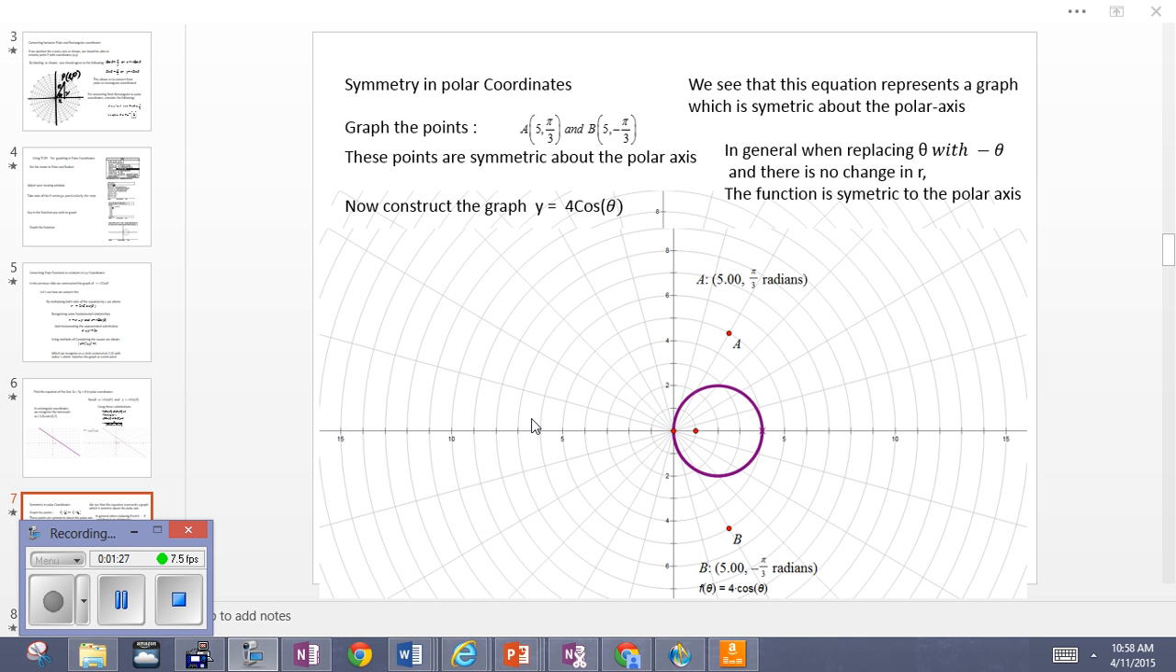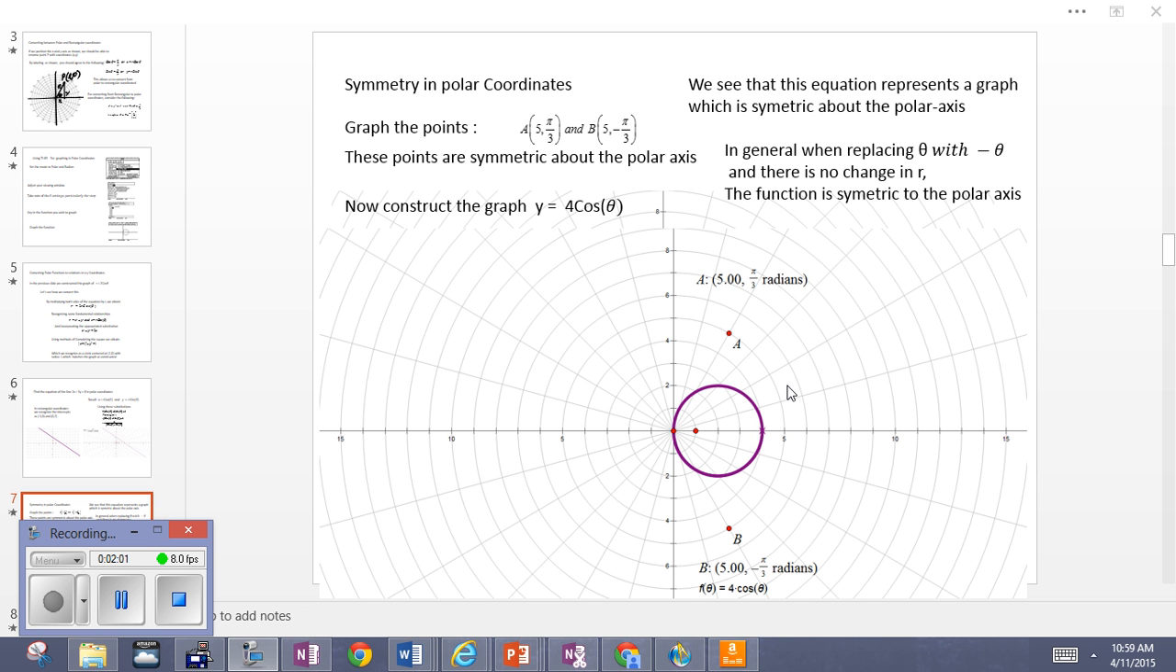So we're back and we've summarized here that aspect of symmetry about the polar axes. It could be illustrated here with these points: 5 pi over 3, and negative 5 pi over 3, so that if in a function the angle is replaced with its opposite, having no change in r, then we're going to suspect that that function is symmetric about the polar axes.